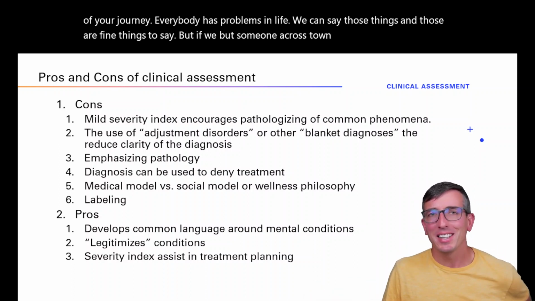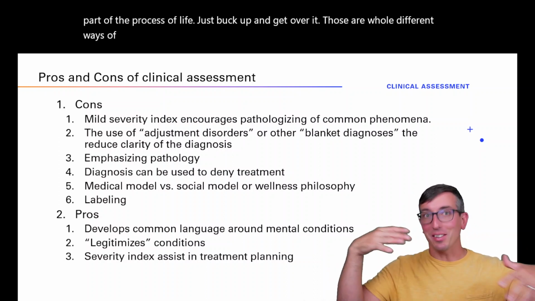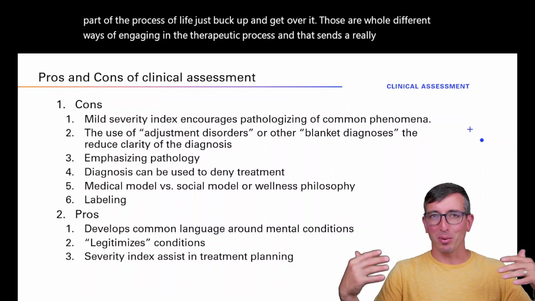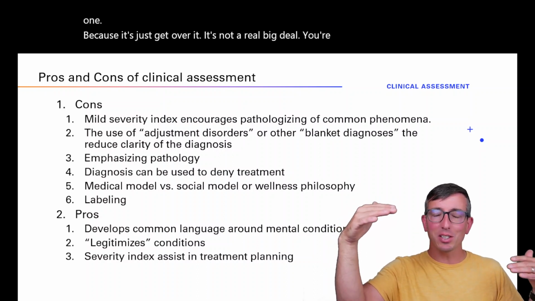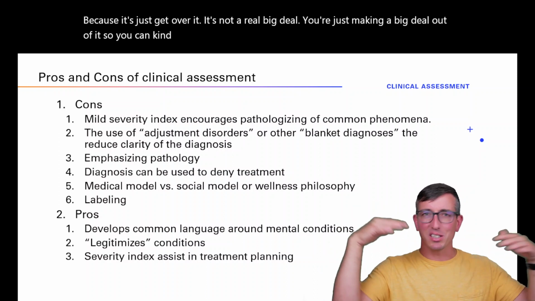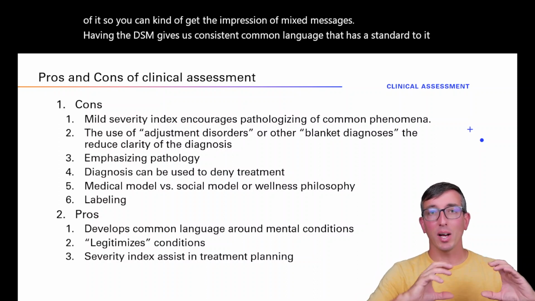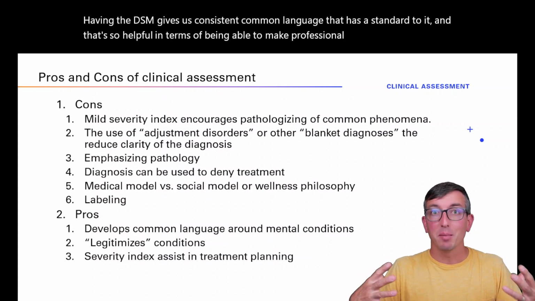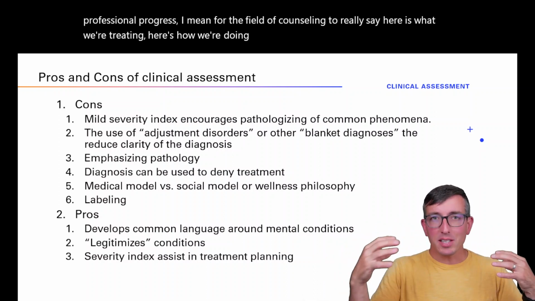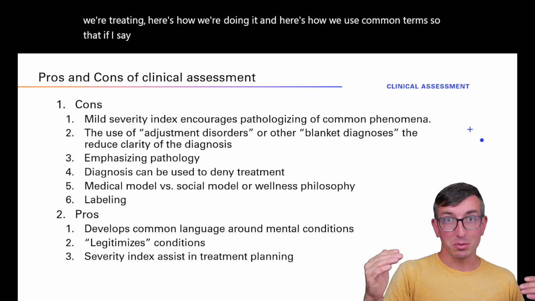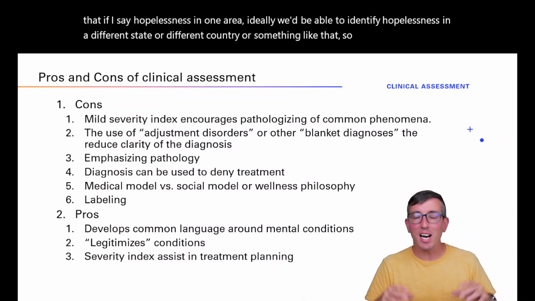But someone across town will be like, it's just part of the process of life. Just buck up and get over it. Those are whole different ways of engaging in the therapeutic process. And that sends a really different message to people. One of them says, there's a real thing going on here. Another one says, hey, just get over it. It's not a real big deal. You're just making a big deal out of it. So you can kind of get the impression of mixed messages. Having the DSM gives us consistent common language that has a standard to it. And it's so helpful in terms of being able to make professional progress. By professional progress, I mean for the field of counseling to really say, here is what we're treating, here's how we're doing it, and here's how we use common terms so that if I say hopelessness in one area, ideally we'd be able to identify hopelessness in a different state or different country or something like that. So giving us common language is so helpful.